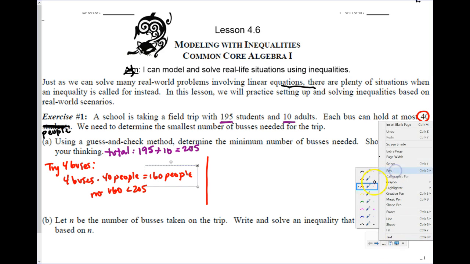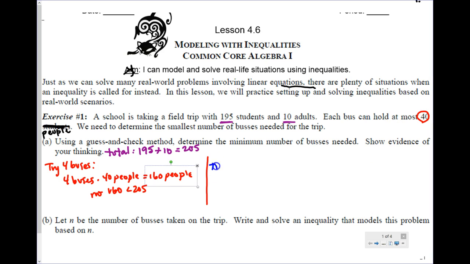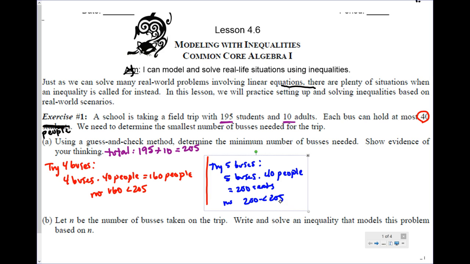How about we try 5 buses? Okay, so we'll have 5 buses now times 40 people. That's going to give us 200 seats. Is that enough though? Nope. 200 is still less than 205. We're going to have 5 people sitting out not being able to go to the field trip.